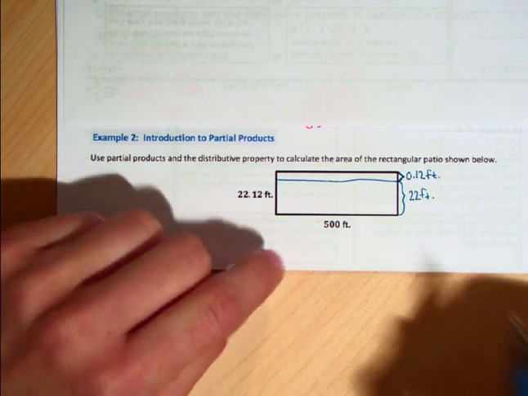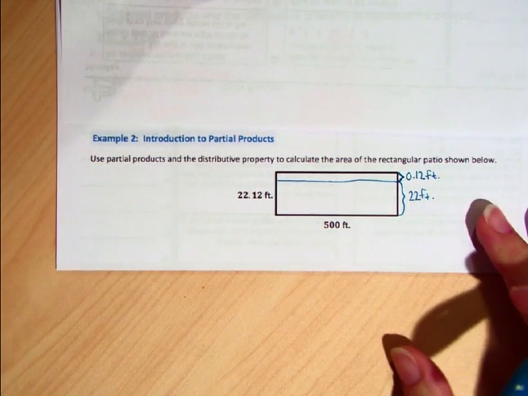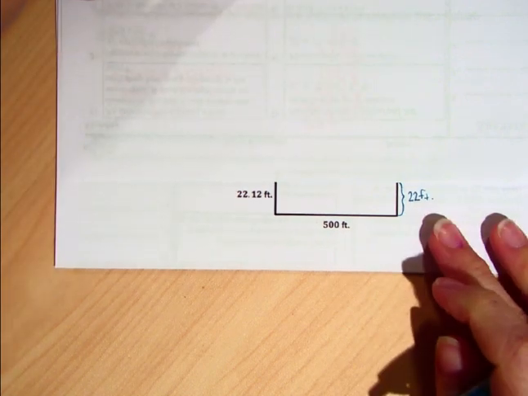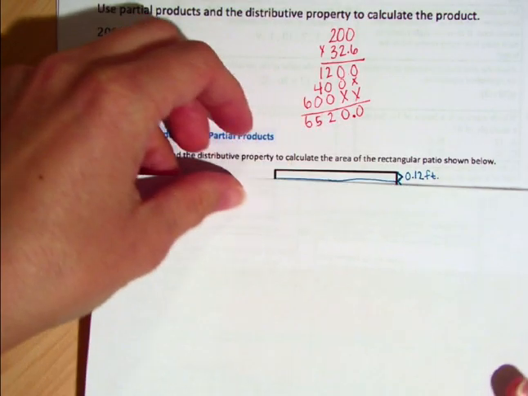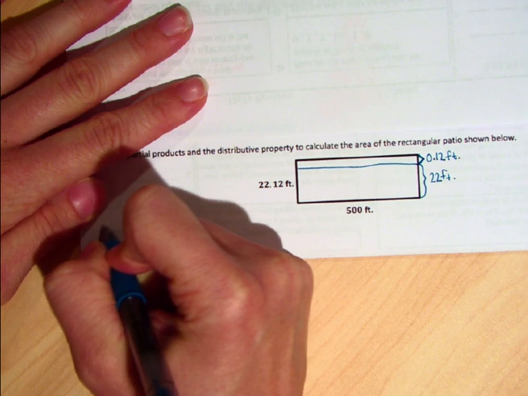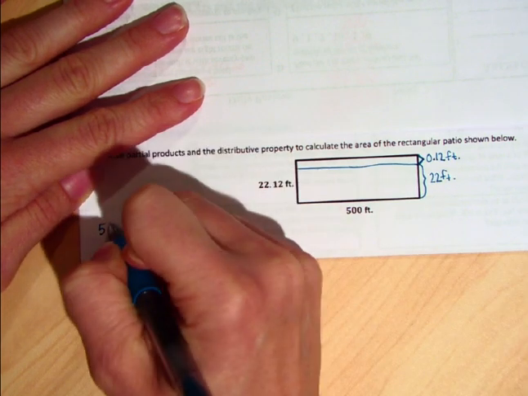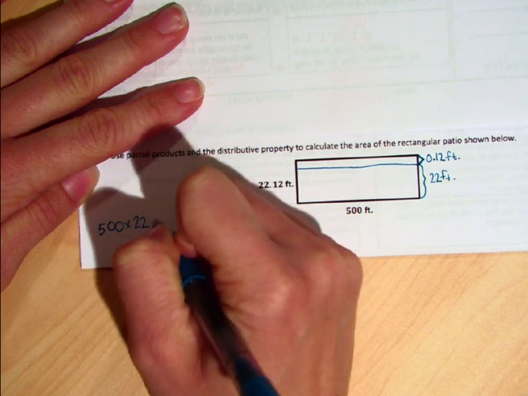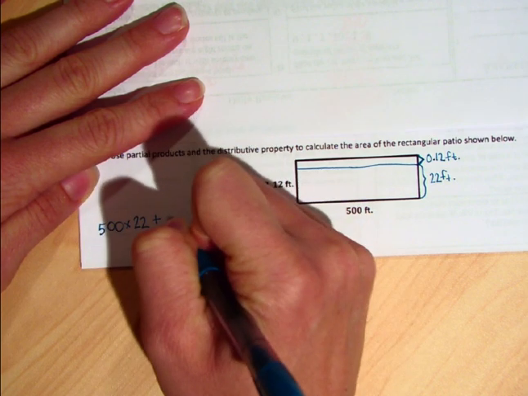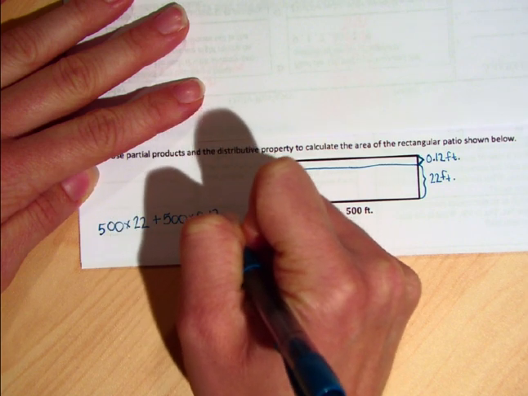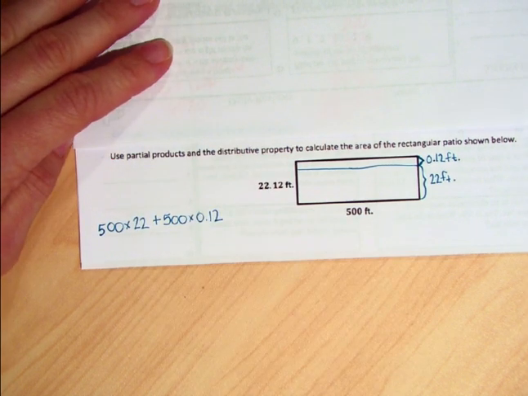Okay, so if we look at our multiplication model, we're going to take 500 times 22, and we're going to take 500 times 0.12. So when I write that out, I'm going to do 500, let me write it over here, hope you can see that. 500 times 22 plus 500 times 0.12.